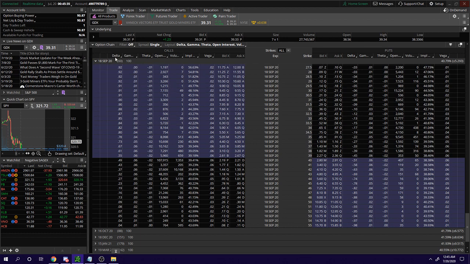All right, so we went over delta, the increase in contract price per $1 move of the underlying. Gamma is the compound on delta per $1 move in the underlying. Vega is volatility.